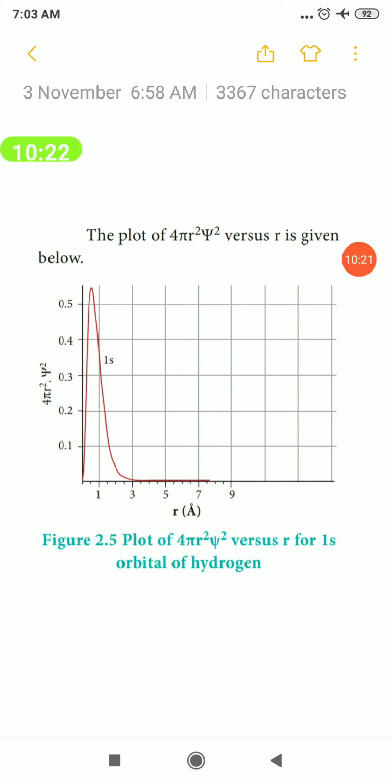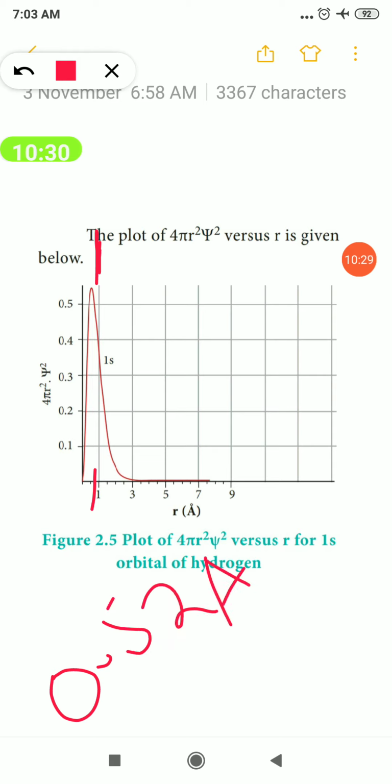At this point, the maximum probability occurs at a value of 0.52 Angstrom. So at this distance the probability of finding the electron is maximum. And this value we have already studied in the Bohr atomic model. When studying the Bohr model, to find the radius and energy, we use this value, 0.529. Can you remember, students? Yes, the same value is obtained from this plot.